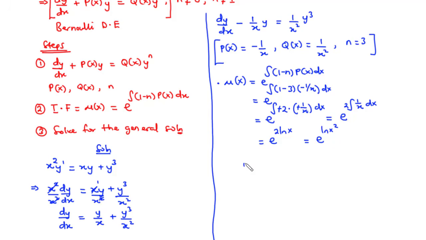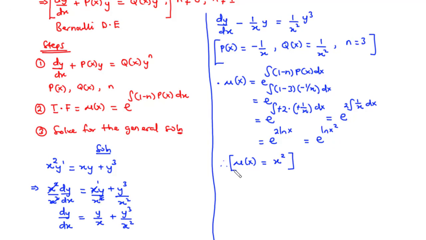Therefore, if e to the power ln of x is equal to x, then e to the power ln of x squared is equal to x squared. That is from properties. So we are going to have mu of x to be equal to x squared. So this is the integrating factor.